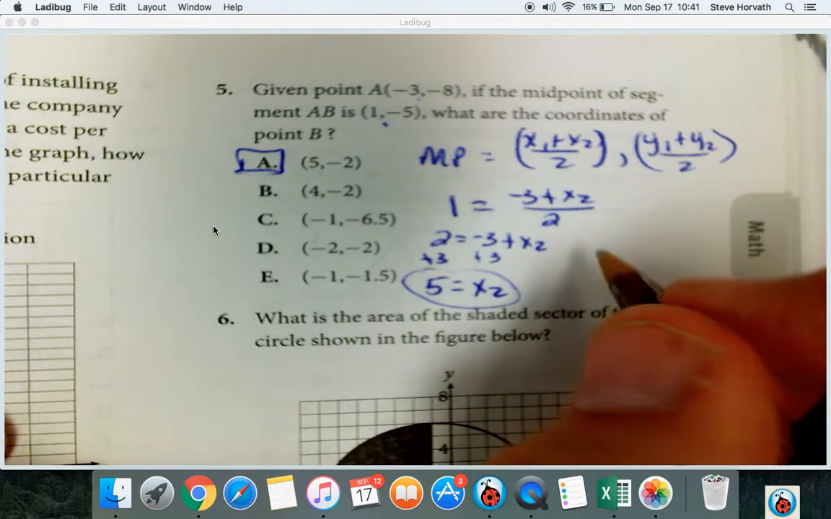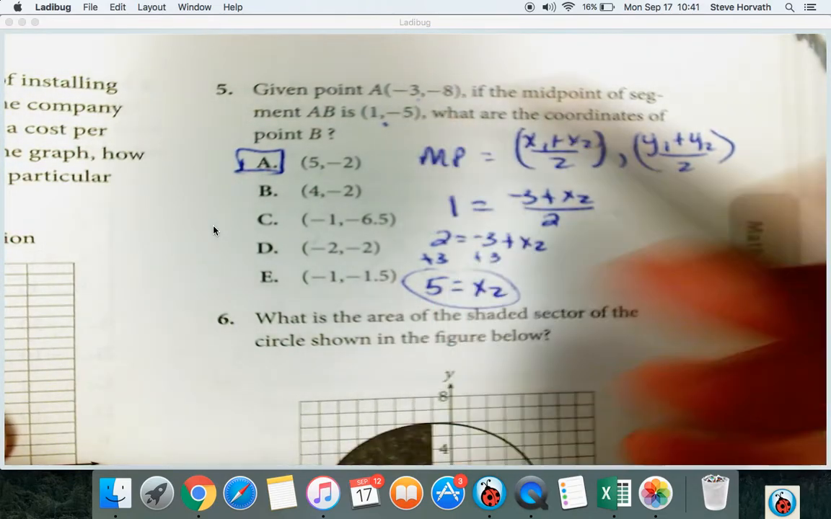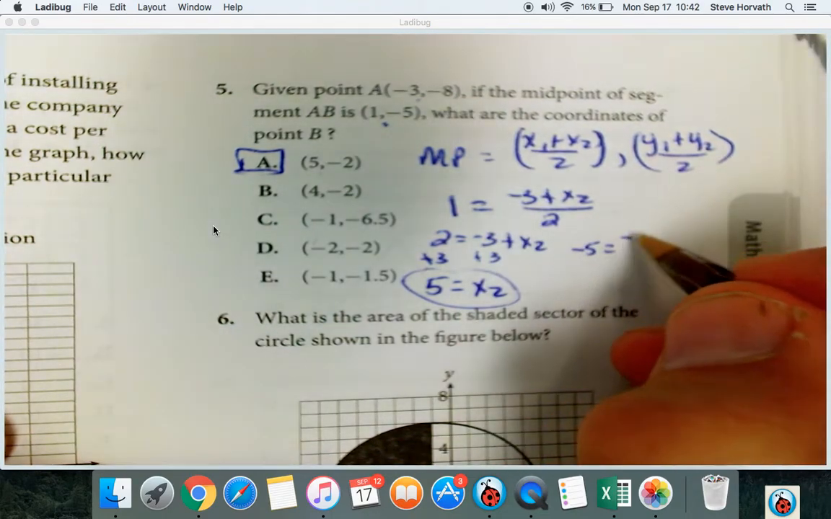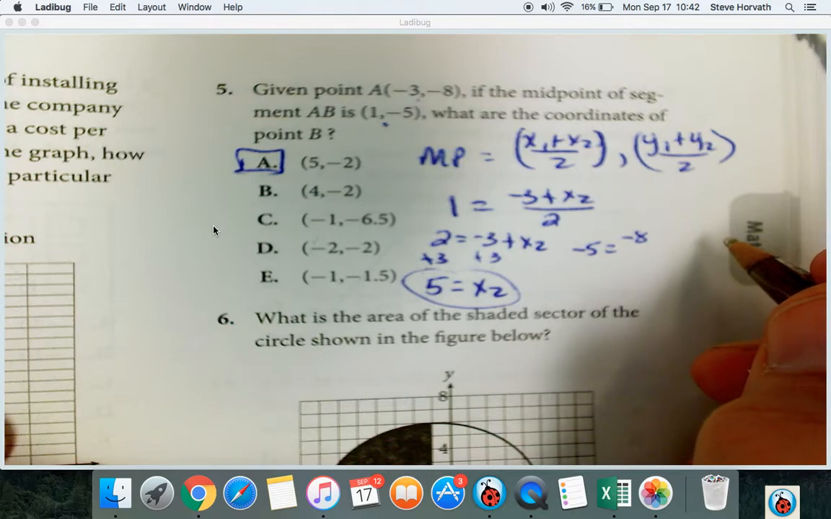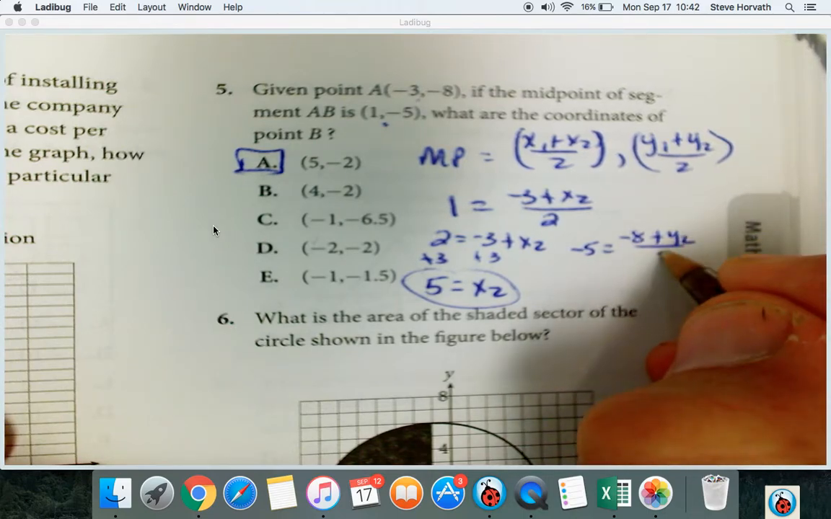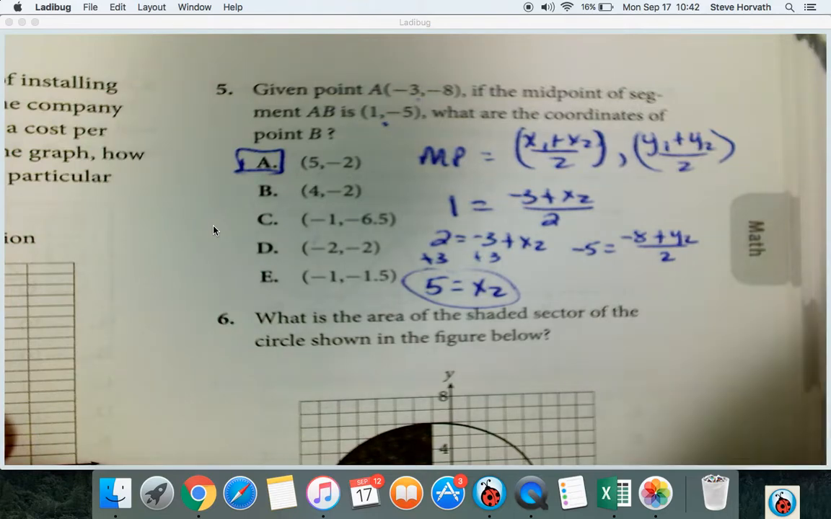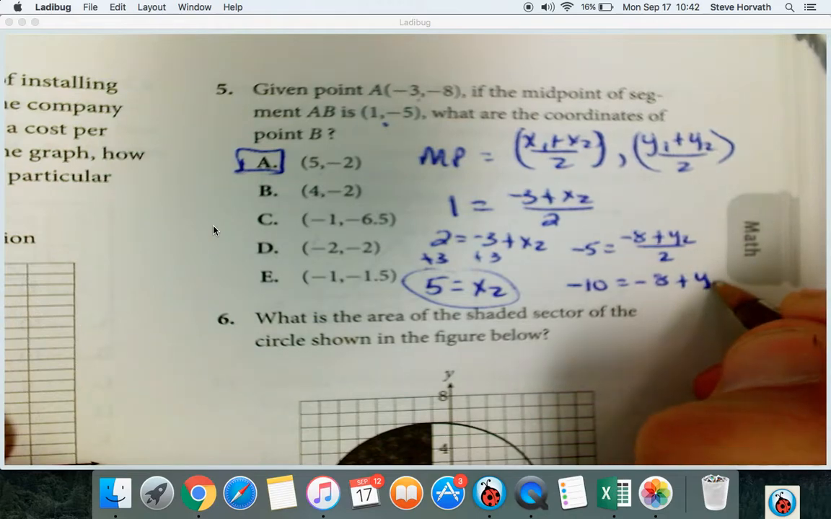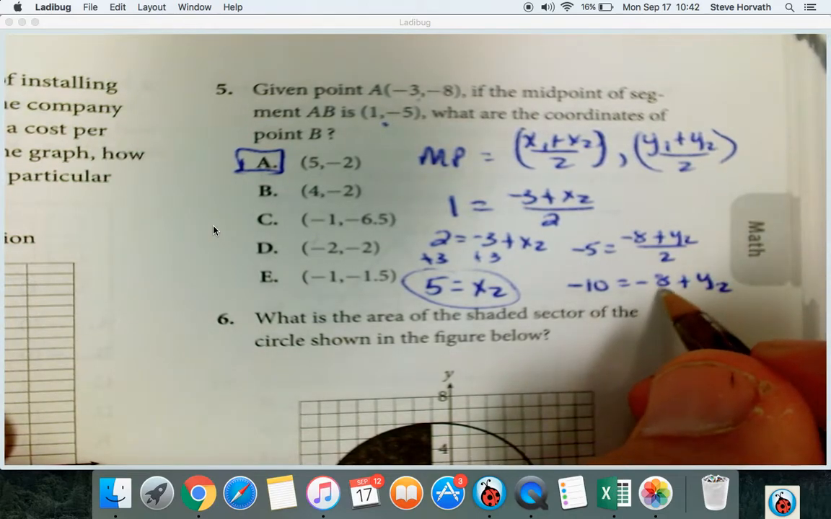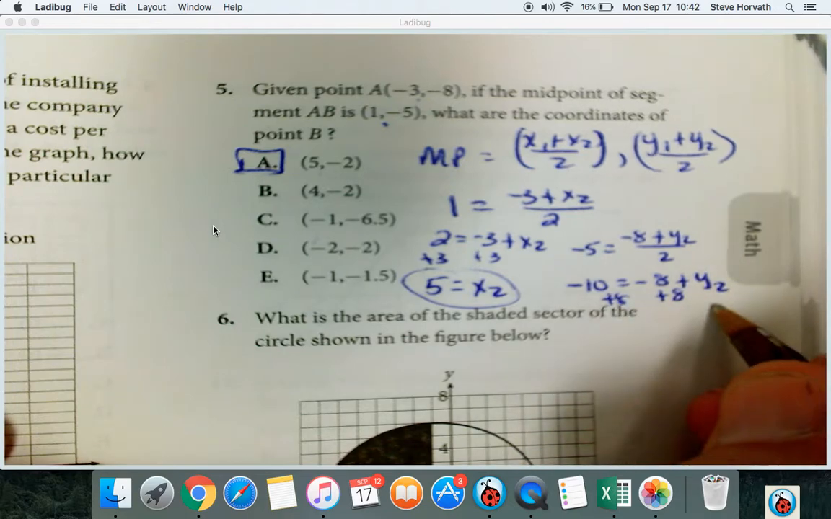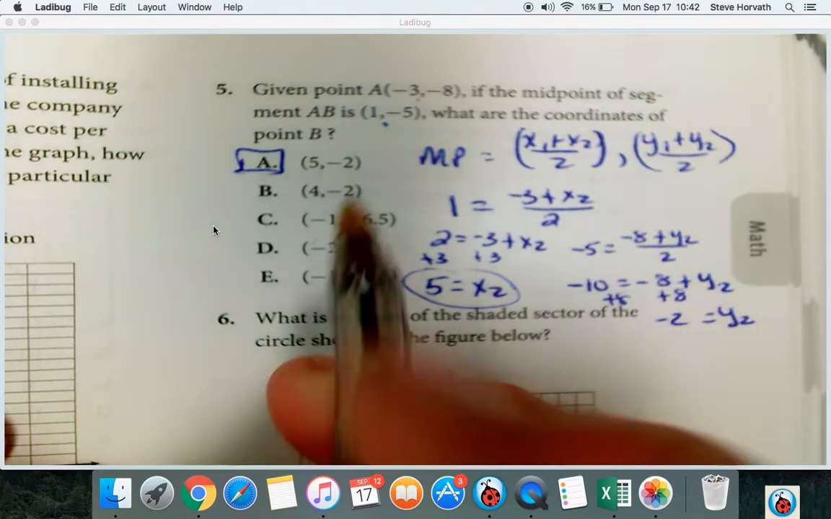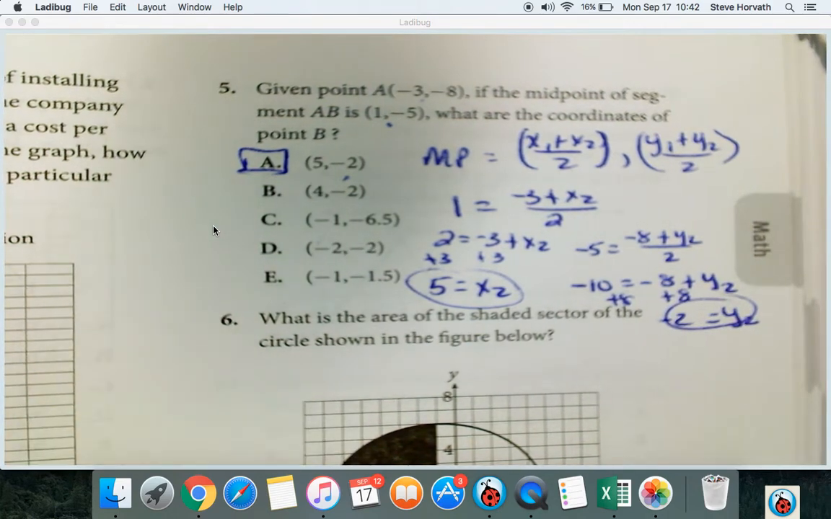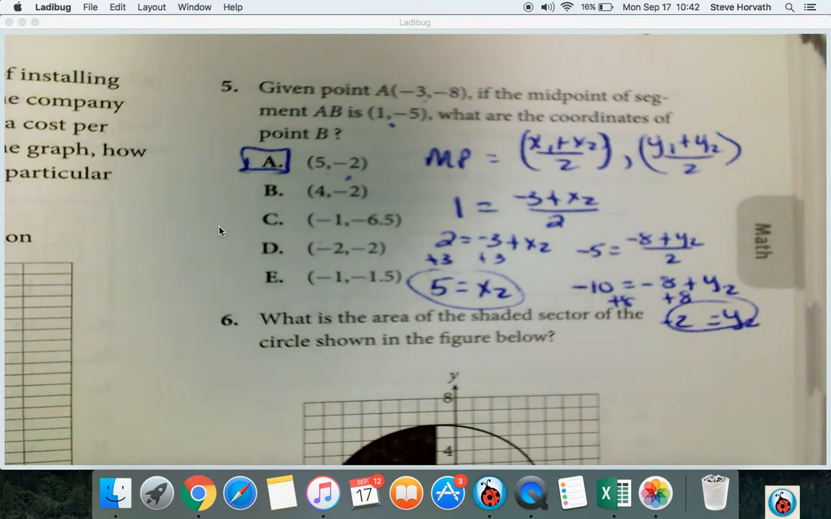But again, just to make sure we understand the math, the y-coordinate of the midpoint is -5, and that has to be the y-coordinate, -8, plus y2 over 2. Multiply both sides by 2 again, you get -2 is equal to -8 plus y2. Add 8 to both sides, and of course y2 is -2, just as we expected it to be, so that's true. But again, we're talking about the length of a segment and its midpoint.